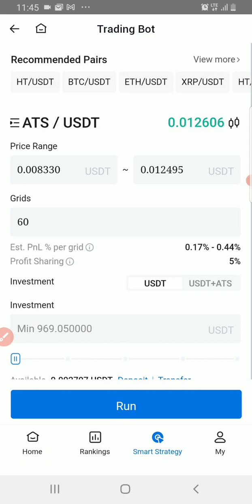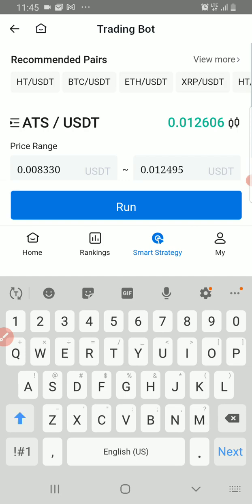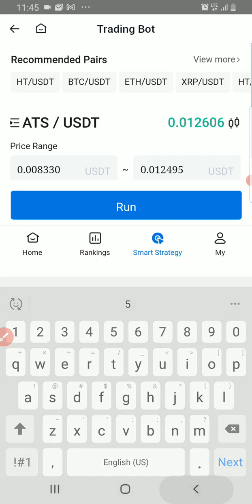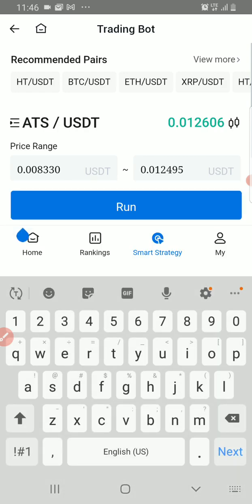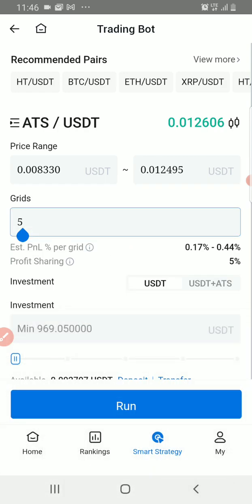And then this grid is just like, I don't know how it is approximated, but if your grid is high, this your balance, the minimum investment is going to be high, right?